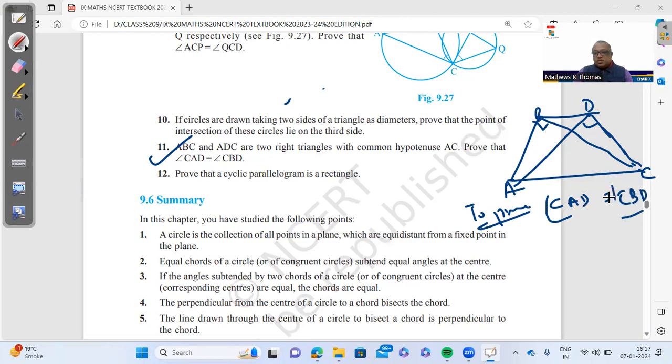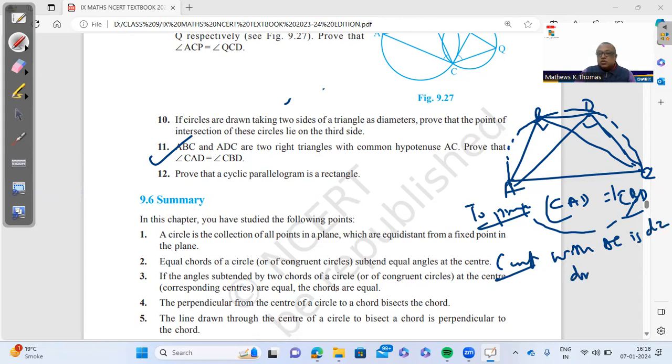Now, how is this chapter related to circles? The reason is that this is 90. If it is 90, we know that if this is the hypotenuse and I draw a circle around this, this will be the diameter, because only angles in semicircles can be 90. So here what we need to do is draw a circle with AC as the diameter. Construction: with AC as diameter, draw a circle. Now, this is the diameter, so the angle in a semicircle is 90.